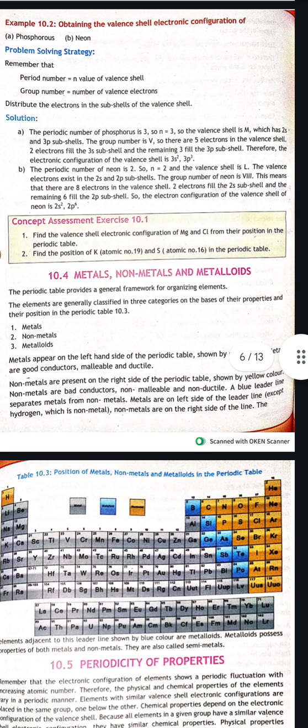So just by knowing the period number and the group number, we can easily write the electronic configuration of the element.